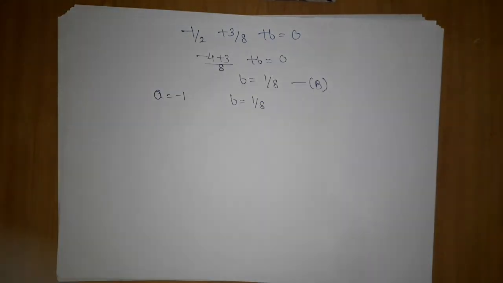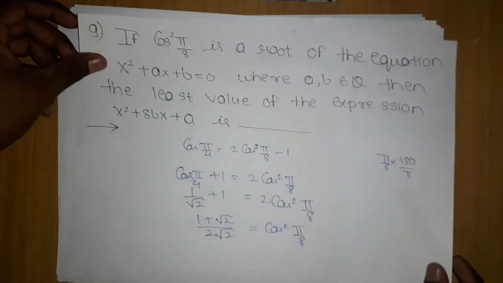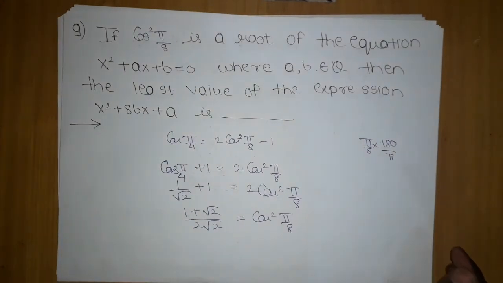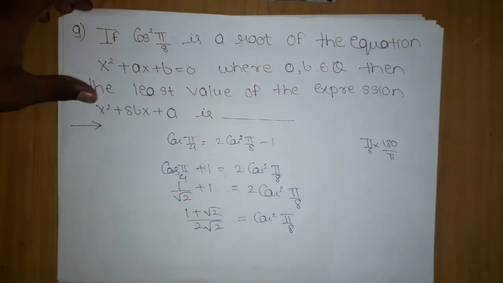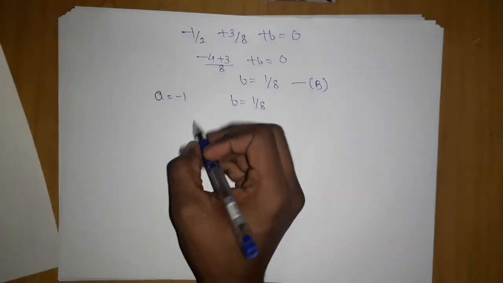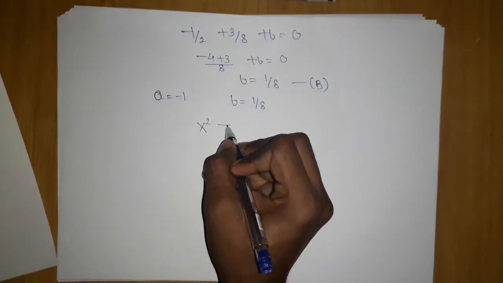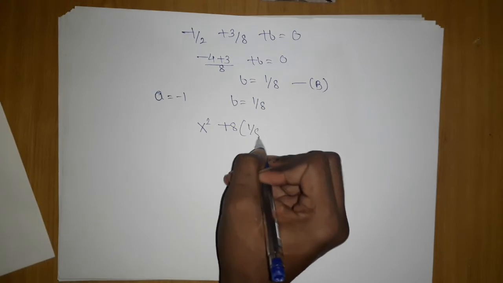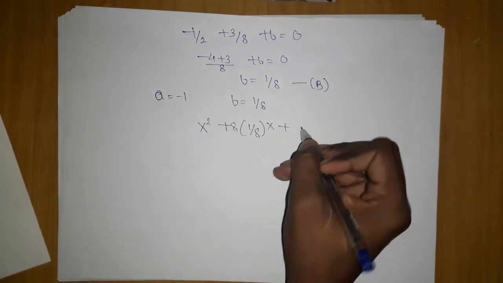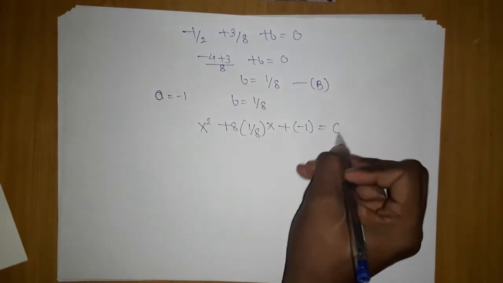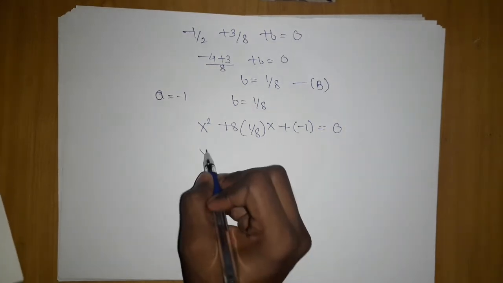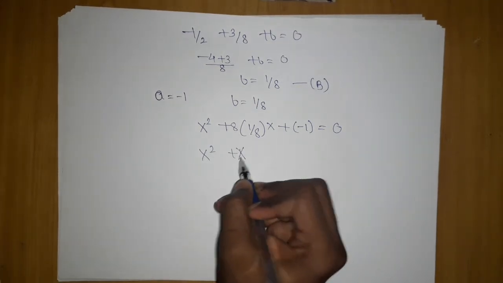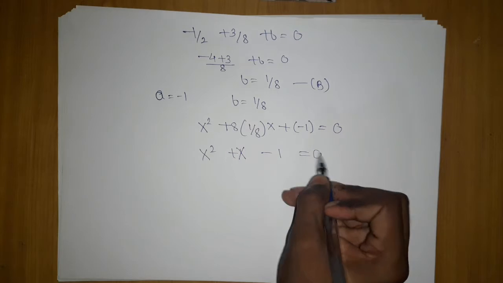Let me put all these values in the first equation which was given, x square plus 8bx plus a, because we need to find the least value of this equation. So the equation is x square, putting the values, 8 into 1 by 8 into x plus a, which is minus 1, should be equal to 0. So x square plus x plus minus 1 should be equal to 0.